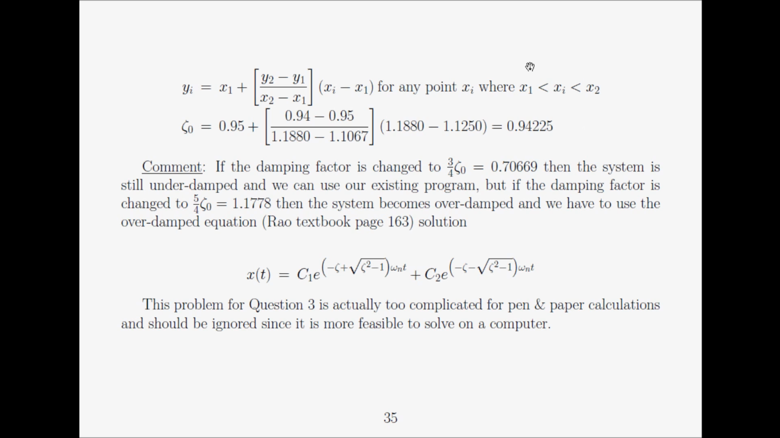What happens if zeta is 3/4 of the original value? Well, then zeta is still less than 1. We can use exactly the same approach with our computer program, follow through, and get an answer. That's fine. What happens when zeta is 5/4 of the original damping factor? Well, then zeta is technically 1.1778, which is bigger than 1. In other words, it's an overdamped system.